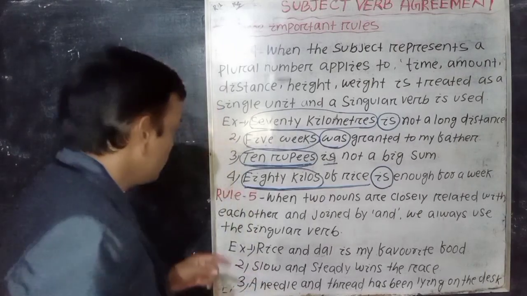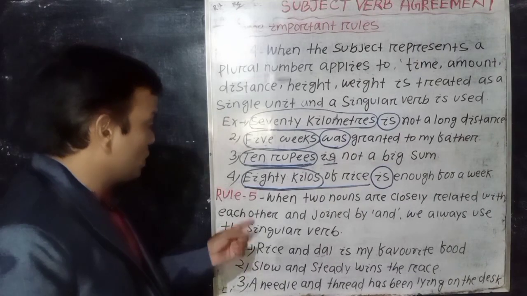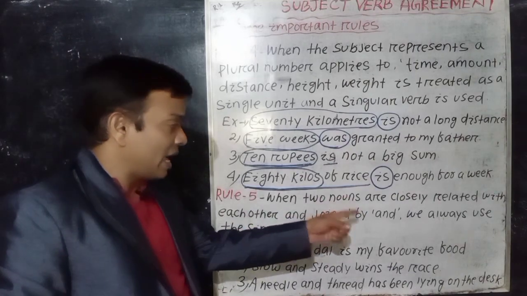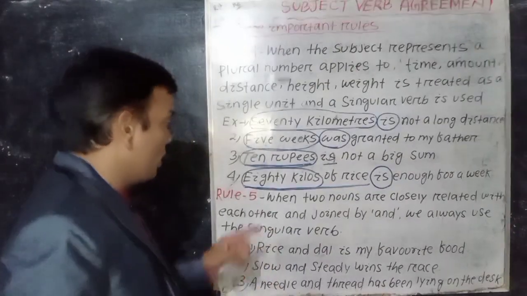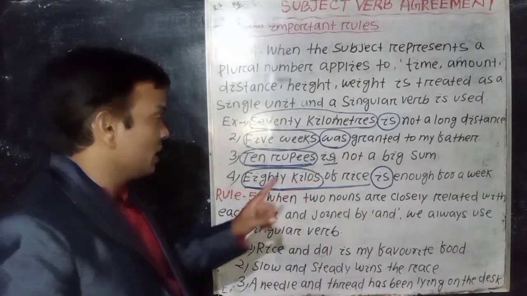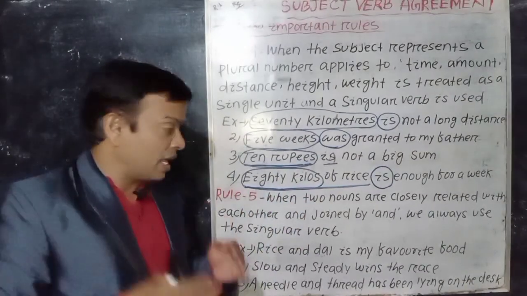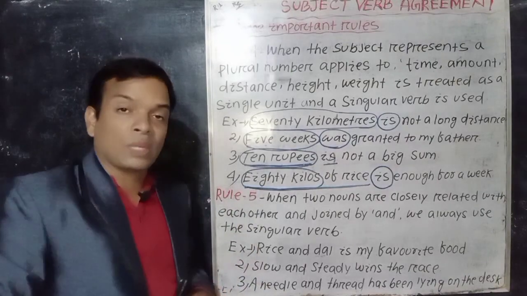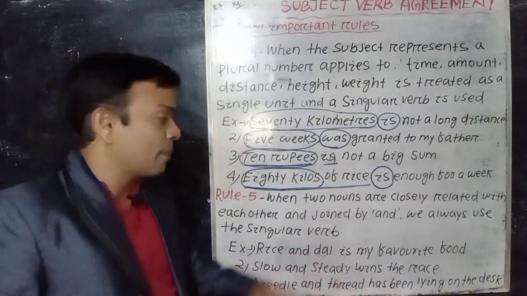Then rule 5, when two nouns are closely related with each other and joined by and, we always use the singular verb. Most important thing, remember, when two nouns are closely related with each other and joined by the coordinating conjunction and, we always use the singular verb. Okay, let us see the example. Rice and dal is my favorite food.